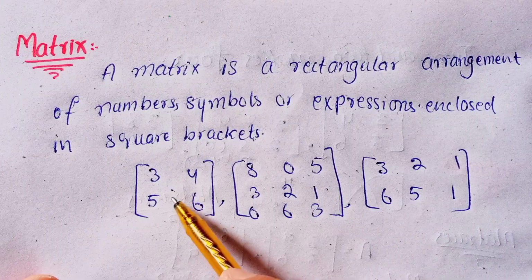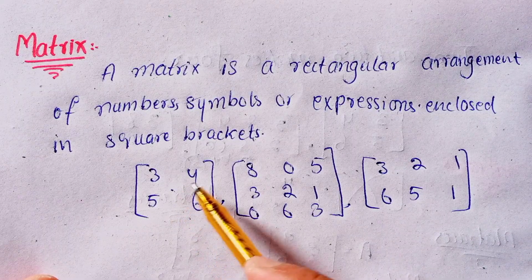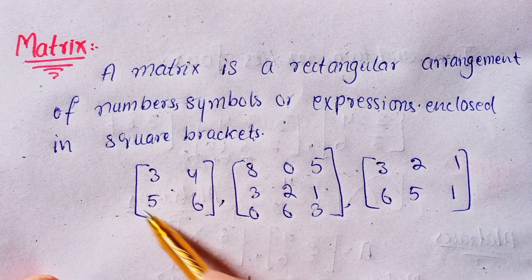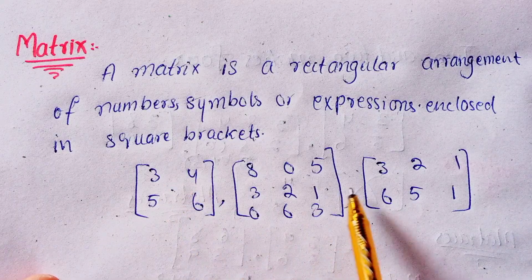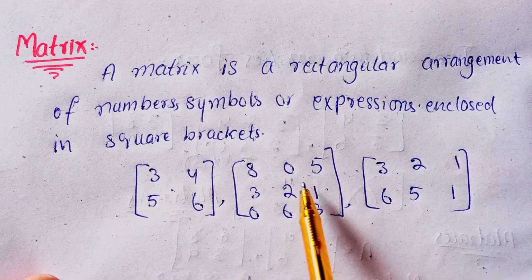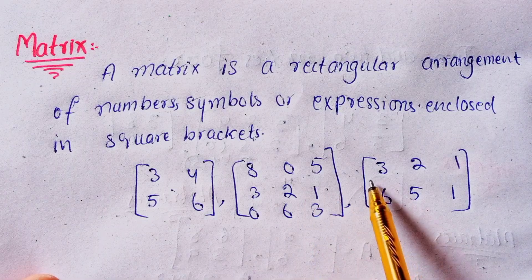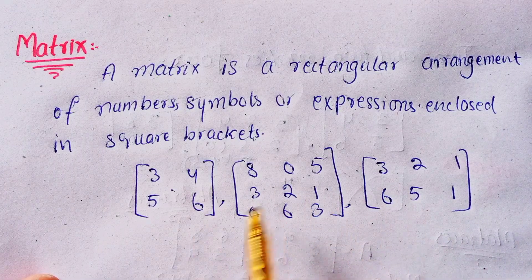This is a matrix because here the arrangement of numbers is a rectangular arrangement and that arrangement is enclosed in square brackets. And in the same way, in the remaining two matrices, the numbers are arranged in the same way. Right, so these three are called matrices.